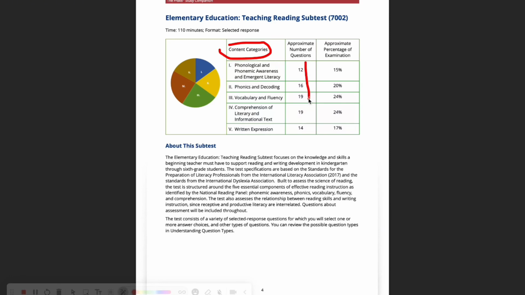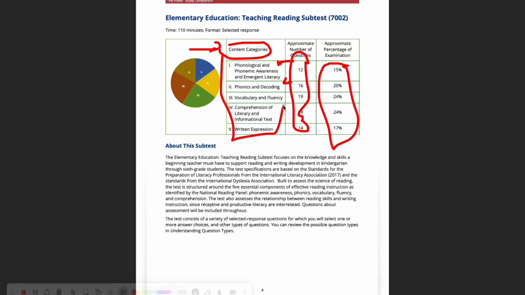And then they let you know approximately how many questions will be covered in each of these individual content categories, and then the percentage that those questions weigh on your exam. Now, I told you to remember our content categories right here, and I said this for a reason.